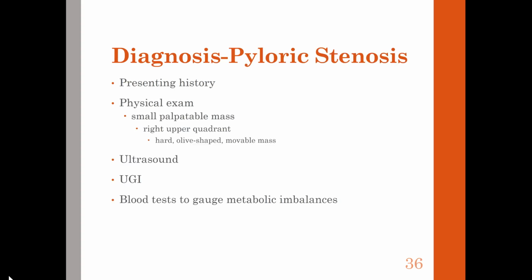How to diagnose it. You're going to get a history on them. You're going to get a physical exam. You may get a small palpable mass in the right upper quadrant, which would be hard and olive shaped. But they're going to do an ultrasound.